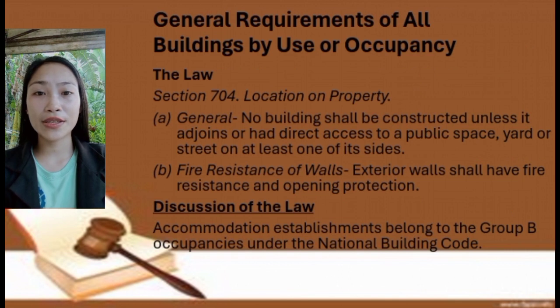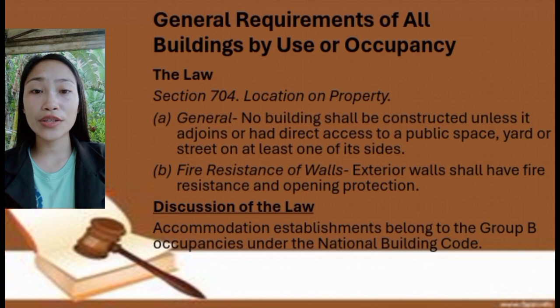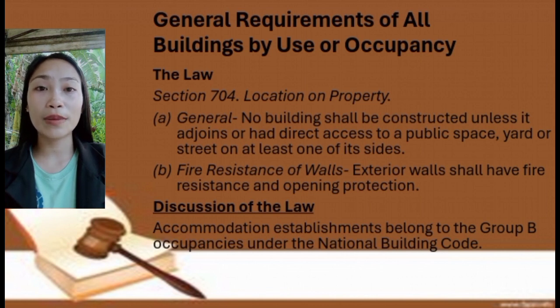General requirements of all buildings by use or occupancy. So the law, Section 704, location on property. First, general: no building shall be constructed unless it adjoins or has direct access to a public space, yard, or street on at least one of its sides.